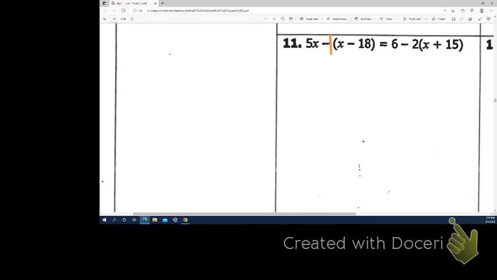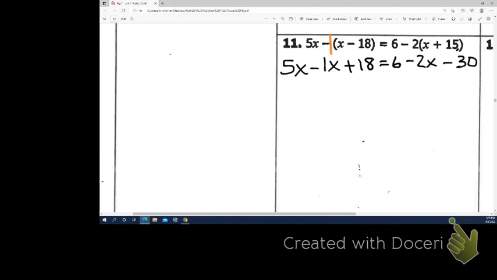So when I see that negative sign there, I'm basically subtracting both things inside. It may help you to slide a 1 in there and think about it like you're distributing a -1. So the 5x, he's patient, he's just going to wait. -1 times x, -1x, -1 times 18, -18, so two negatives make that plus 18. The 6 is just waiting. Please do not do 6 minus 2. We've got to do that multiplication before we do that subtraction. So -2 times x and -2 times 15.